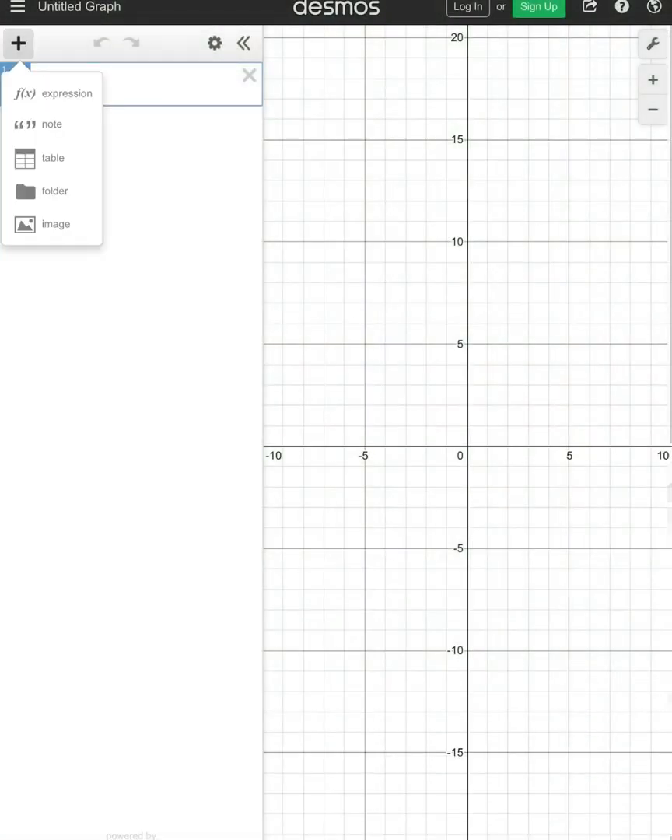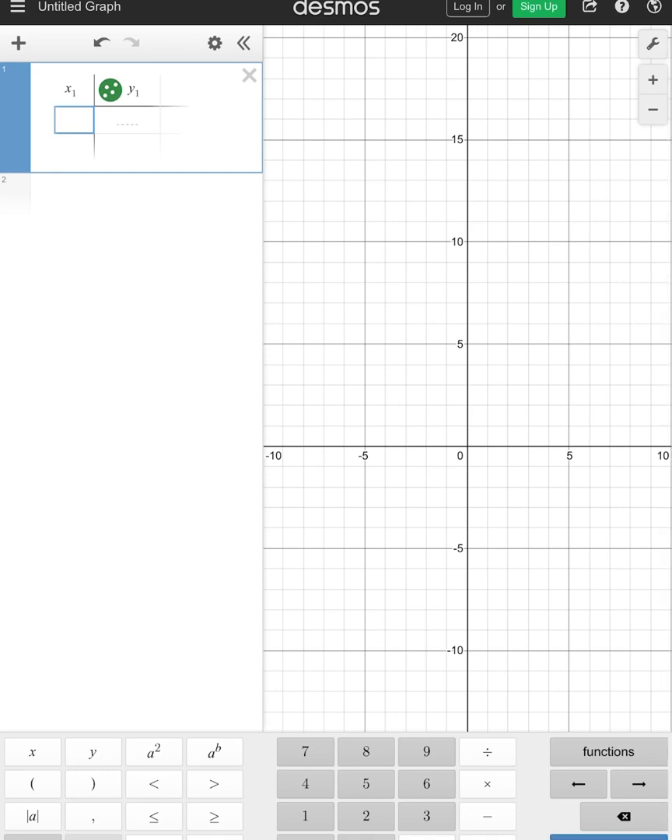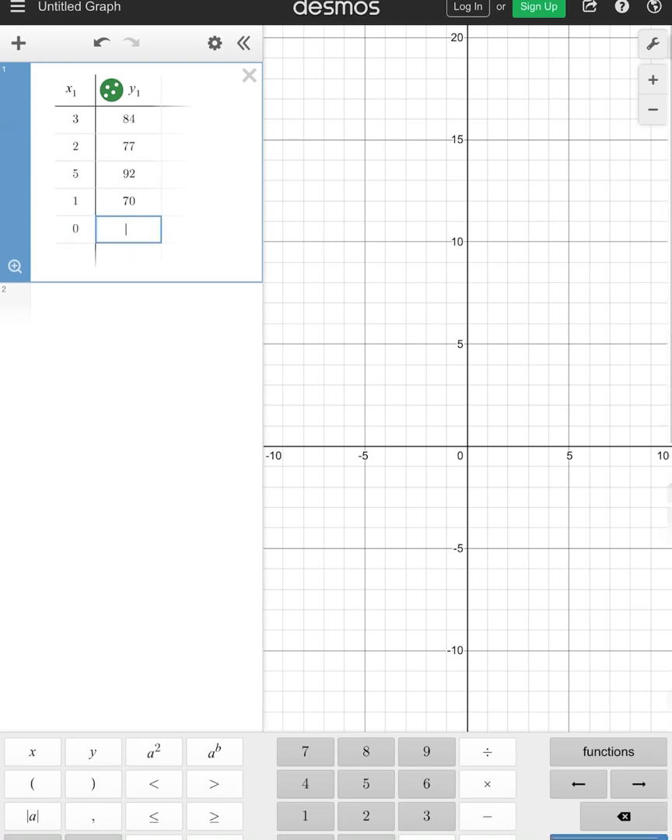I'm going to add a table. My first entry is 384. Next is 277, 592, 170. Then I've got 0, 60, and I have 490 and 375.